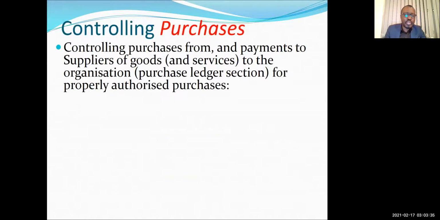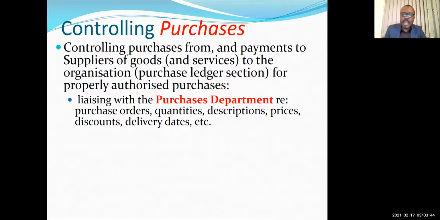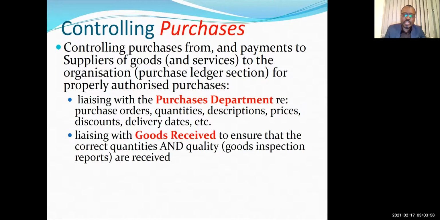We need to provide control activities over the purchases, to ensure that we are ordering the right amount of goods into the organization. We work with the purchasing department to ensure that we order the right quantities, per descriptions, and the right prices. If there are any discounts, we need to take them. And also liaise with the warehouse units to ensure that the goods we have received conform with the orders we have made.